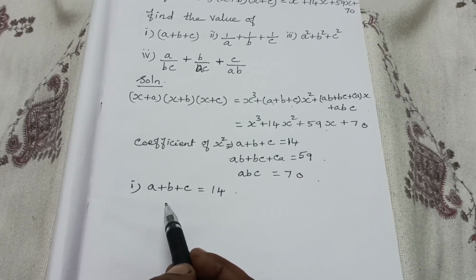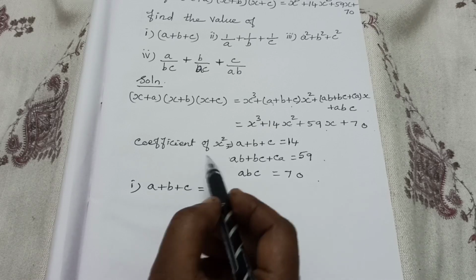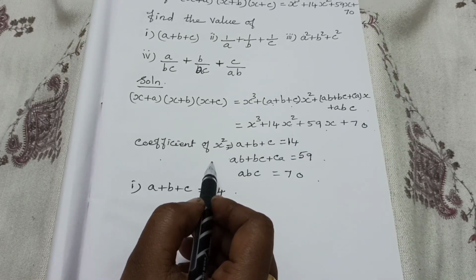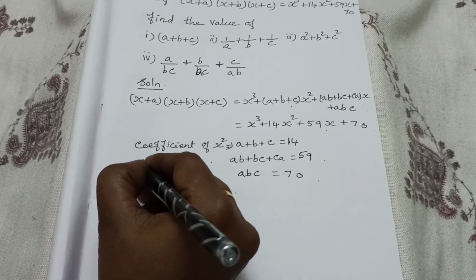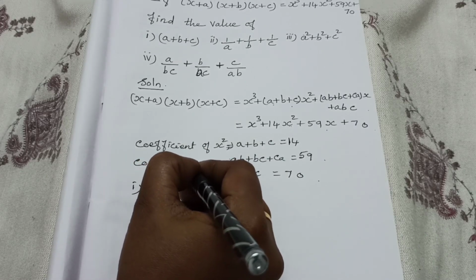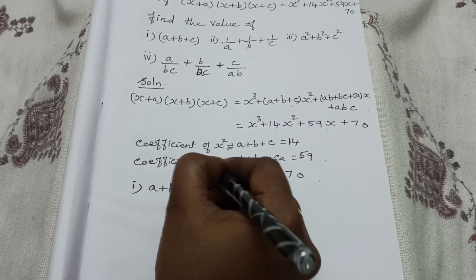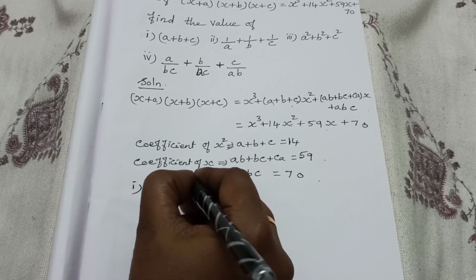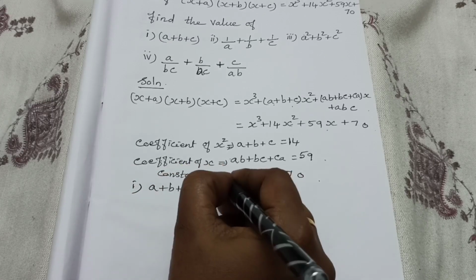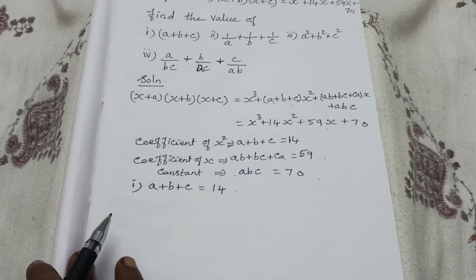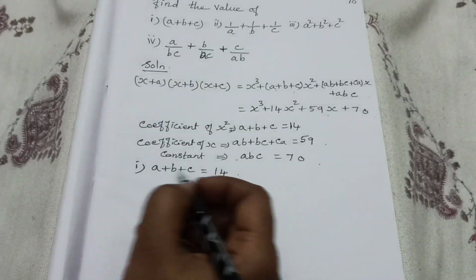14. Coefficient of x square. Okay. This is what? Coefficient of x. Otherwise here also we have to write coefficient of x. This one, then this is constant. With the help of this one, this value we can find. Okay. Then first question over.